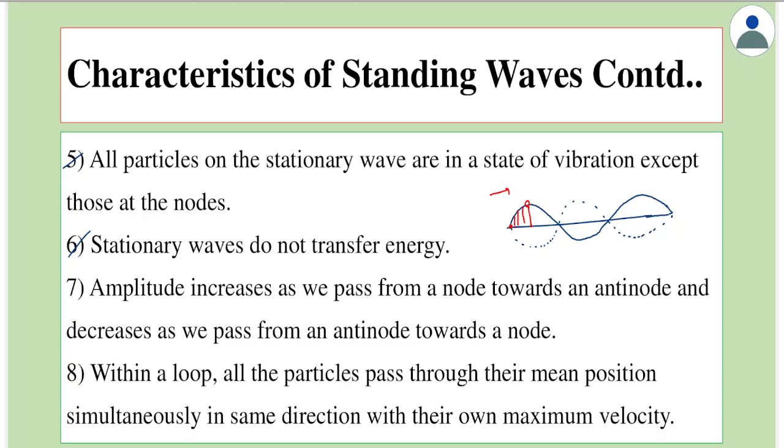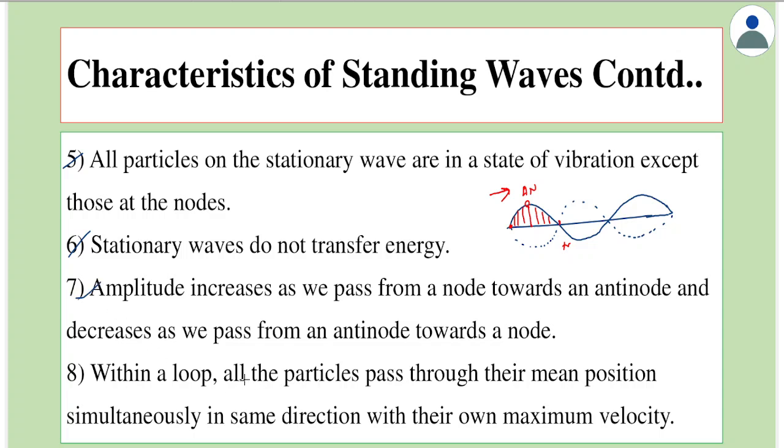So when you go from the node towards the antinode, the amplitude of each particle is increasing, and when you move from antinode towards a node, the amplitude will decrease. So the amplitude is maximum at the antinode and decreases on either side of the antinode. That is what is given here.